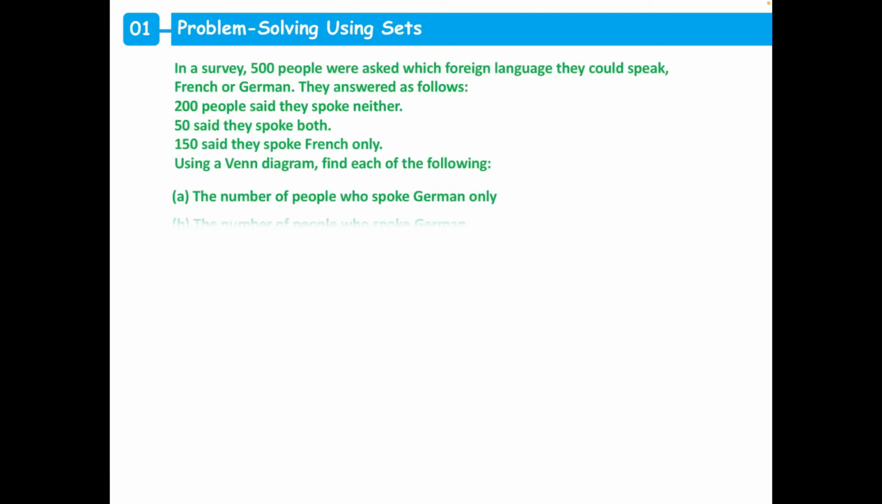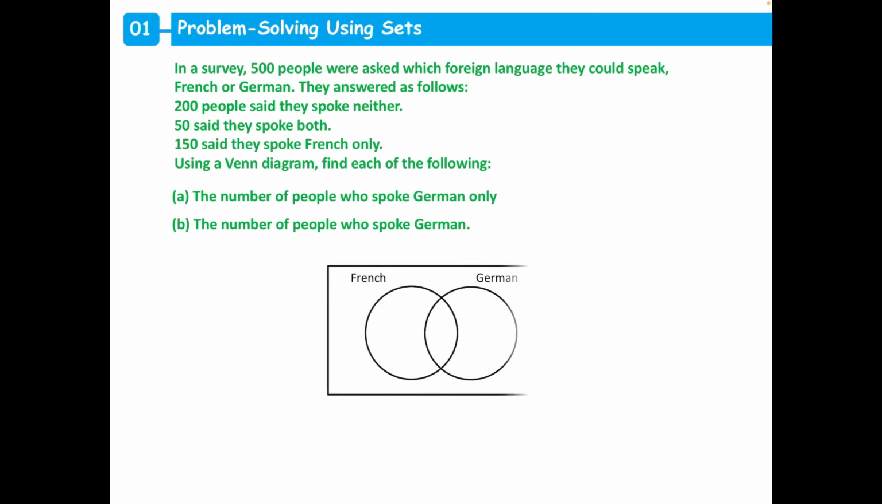Let's try another example. In a survey of 500 people, they were asked which foreign language they speak, French or German. The answers are as follows. 200 people said they spoke neither. 50 people said they spoke both. 150 people said they spoke French only. And we're asked to use a Venn diagram to find the following. The number of people who spoke German only. The number of people who spoke German.